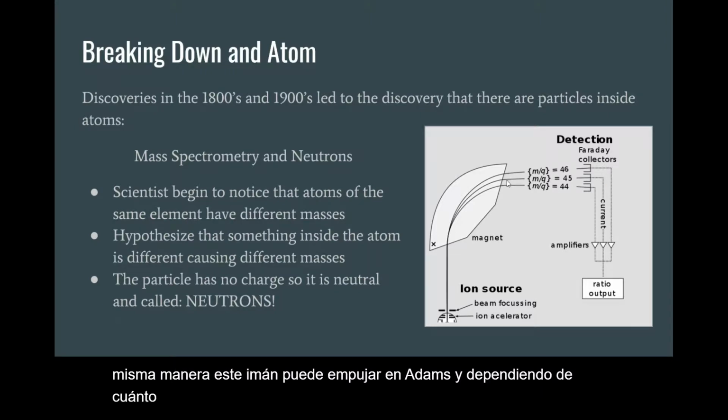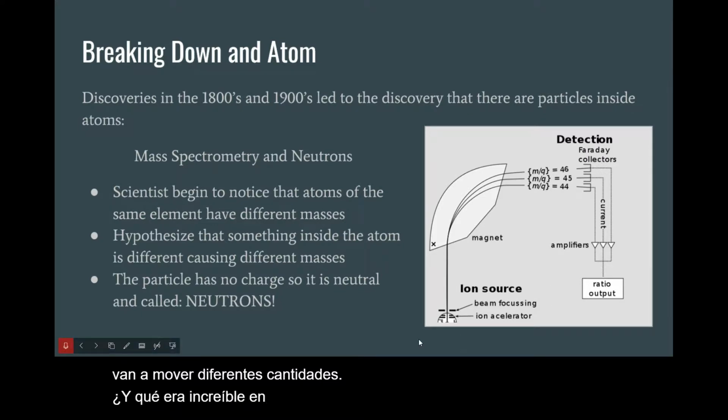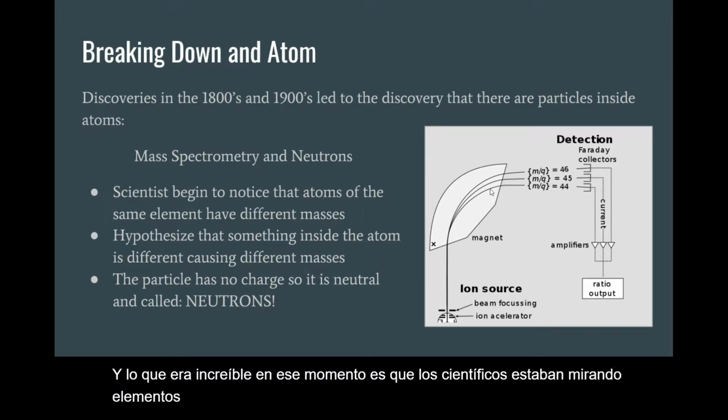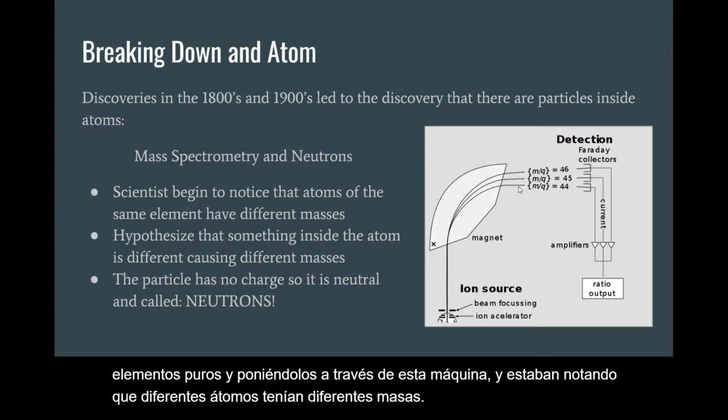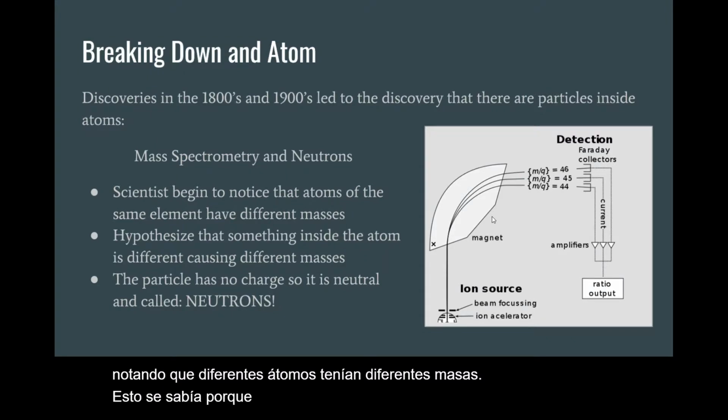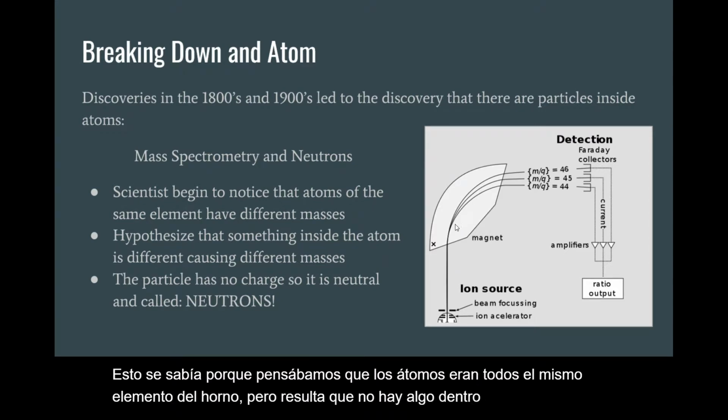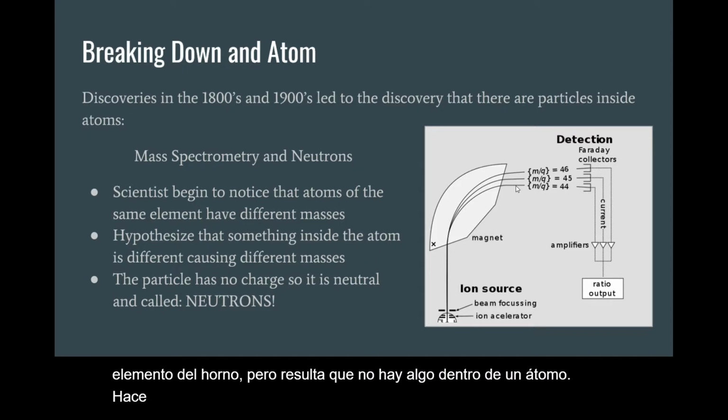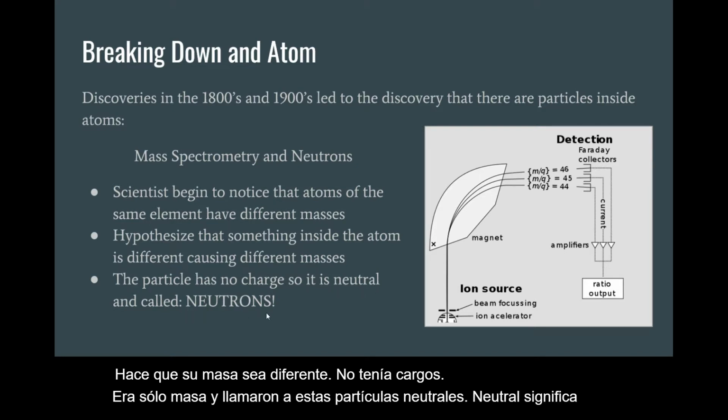move different amounts. What was amazing at the time is that scientists were looking at pure elements and putting them through this machine, and they were noticing that different atoms had different masses. This was new because we thought that atoms were all the same of an element, but it turns out that they're not. So something inside an atom makes its mass different. It didn't have a charge, it was just mass. They called these neutral particles, neutral means no charge, neutrons.